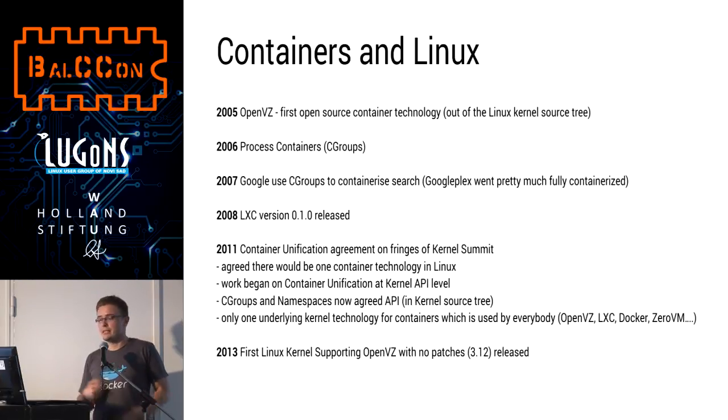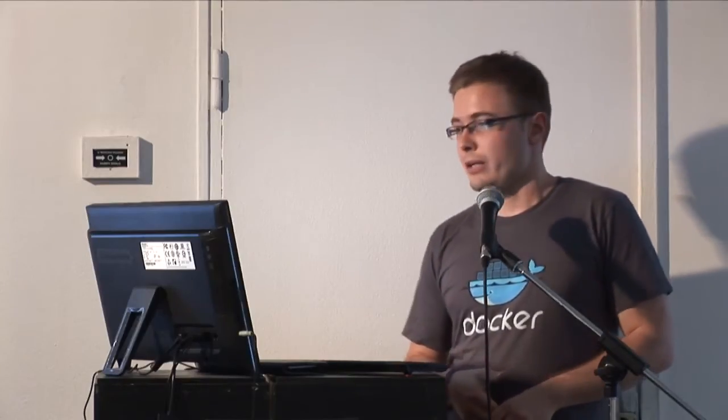Next, in 2006, process containers, which are now called cgroups or control groups, were added to the kernel. In 2007, Google started using cgroups and containerized search. From that point, the complete Googleplex went pretty much fully containerized. LXC was launched in 2008, version 0.10. And in 2011, at the Kernel Summit, Google, Parallels, and other big interested parties managed to come to an agreement, the so-called Container Unification Agreement, that only one container technology will be available in the Linux kernel, which was very good for starters.